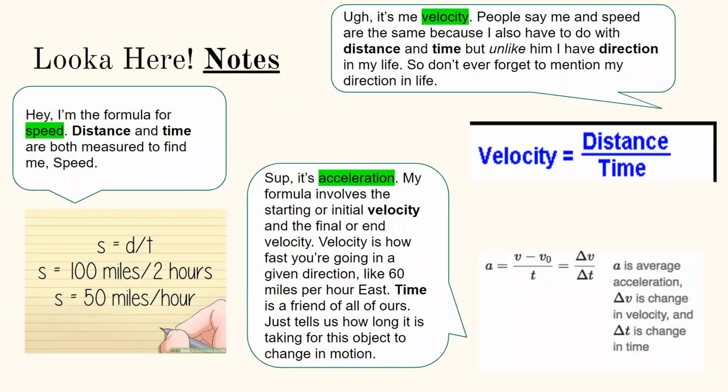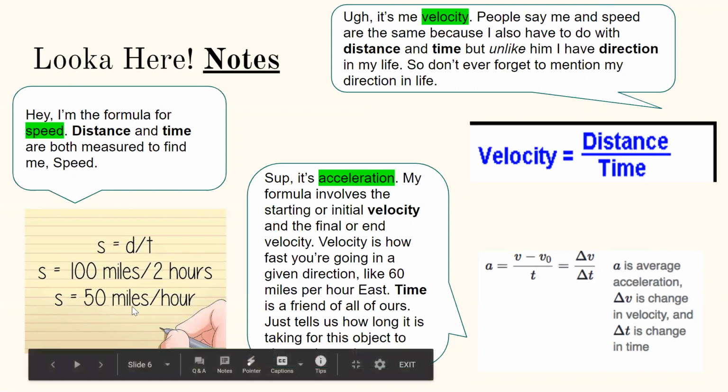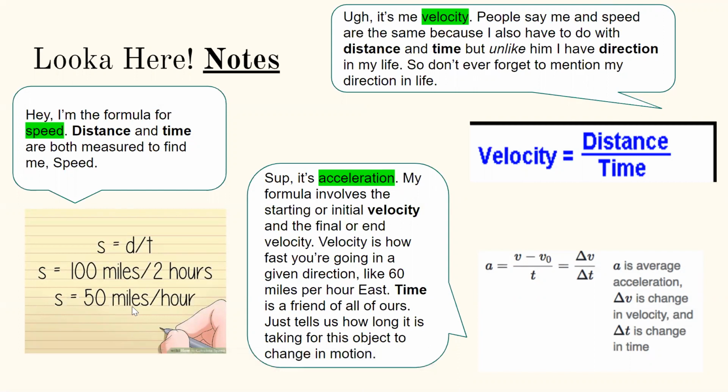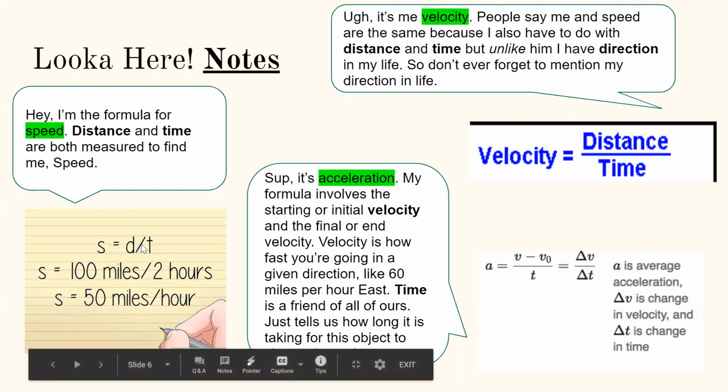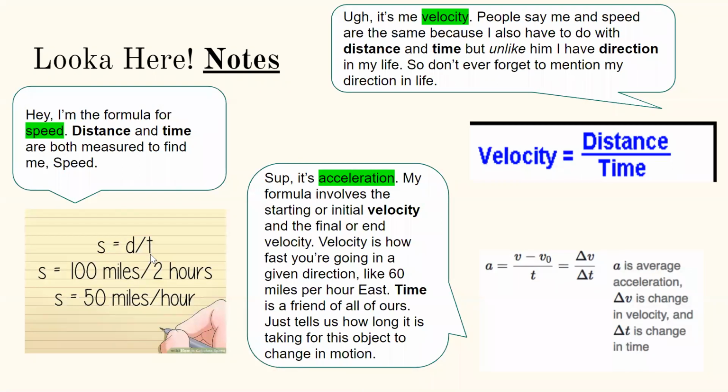Great. We've got to take some notes per usual, right? Here I had it as them introducing each other. So let's look to the left. Speed: "Hey, I'm the formula for speed. Distance and time are both measured to find me." I'm speed, right? And here you see speed equals distance divided by time. I don't want to use "over time" anymore because we're too deep into the lesson now, so we're going to use the words "divided by." Speed equals distance divided by time.